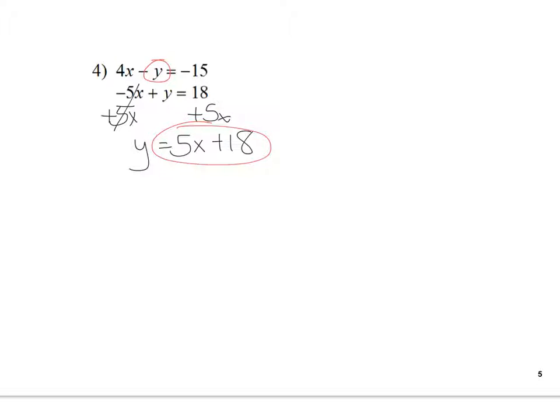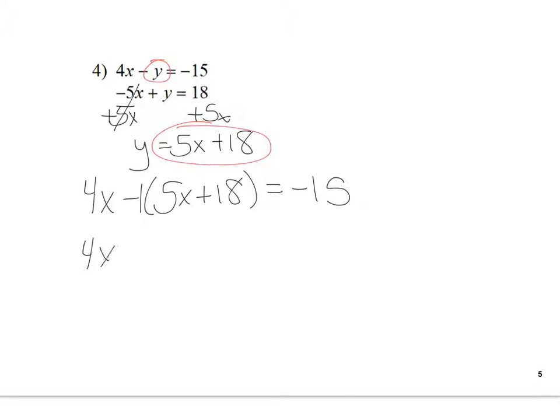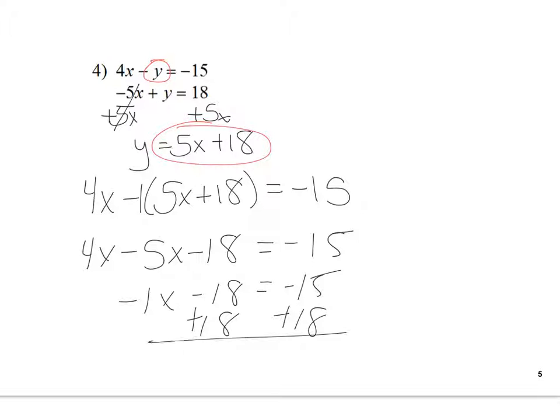So 5x is your y. You plug it in right here. So 4x minus, make sure you put these parentheses because we need to distribute this negative 1 through. So it's negative 1x and 18. Negative 1x equals 3. We divide by negative 1, and x is negative 3.